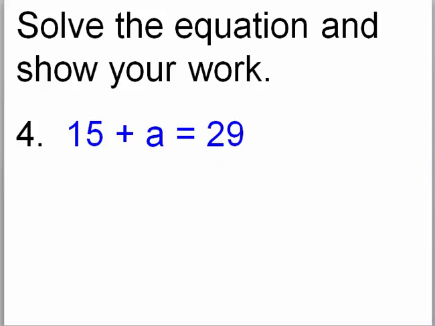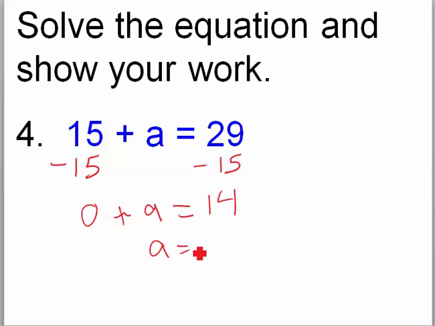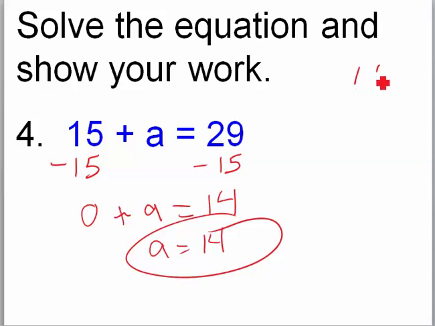Alright, try this one. We want to subtract 15 from both sides. So we're going to go ahead and bring down that a and the equal sign. This is going to go to 0. If it helps you, you can write 0 plus. If that helps you, go ahead and do that step. 29 minus 15 is 14. So 0 plus a, well, that means a is 14. So I'm done. If you got that, give yourself a smiley face.